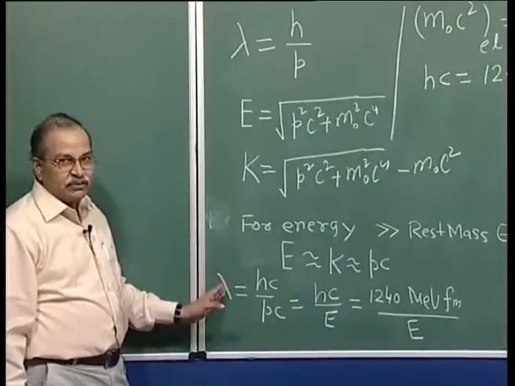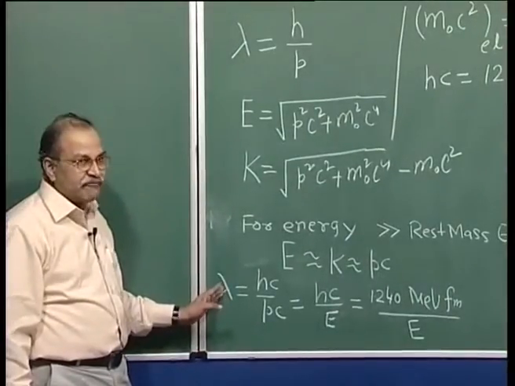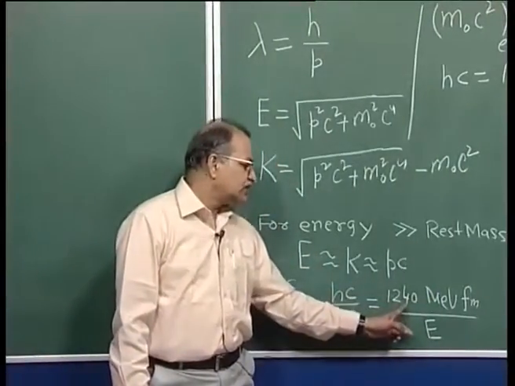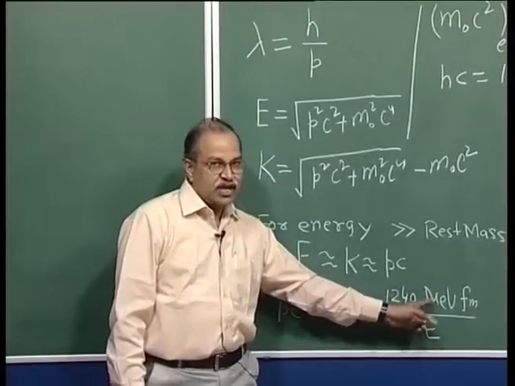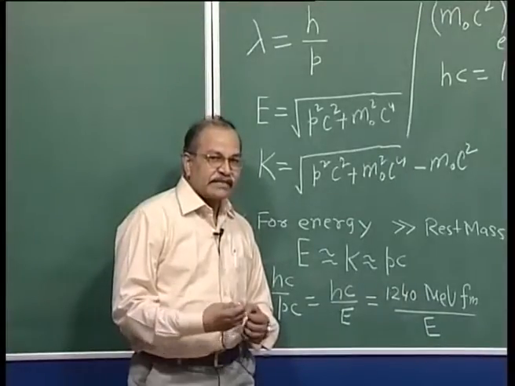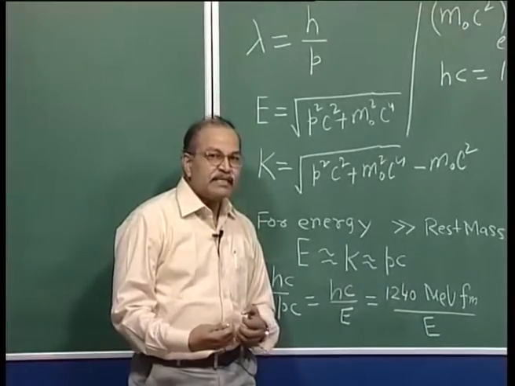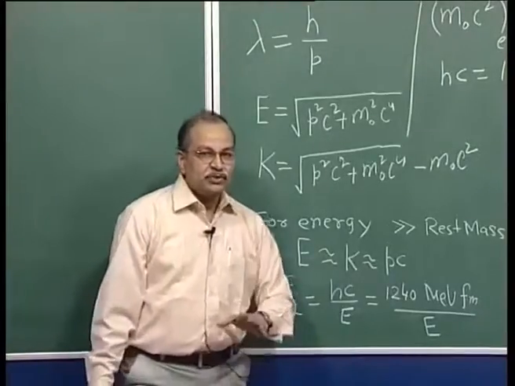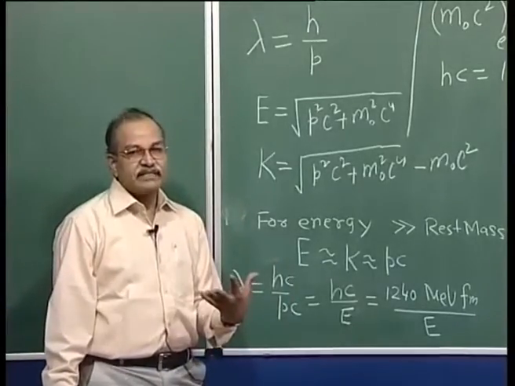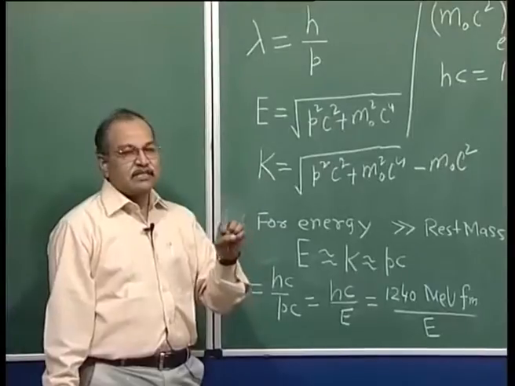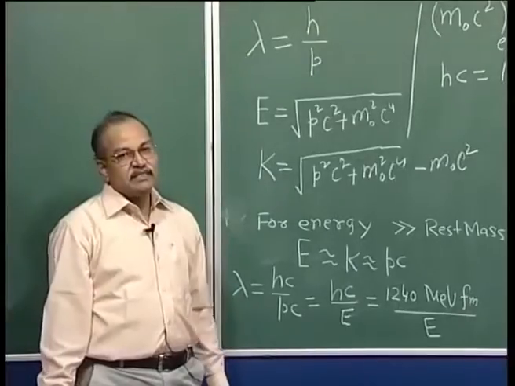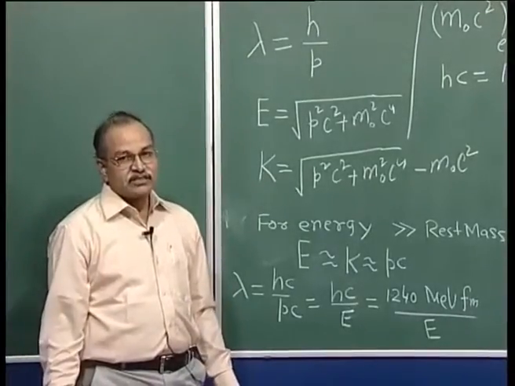If lambda you need is 10 femtometer, then 10 femtometer is equal to this, and this should be 124 mega electron volts. So if you have 124 mega electron volt kinetic energy of the electron, the wavelength will be 10 femtometers, and so on. So you need hundreds of MeV of kinetic energy to be given to the electron, so that its wavelength becomes comparable or smaller than the size of the nucleus.